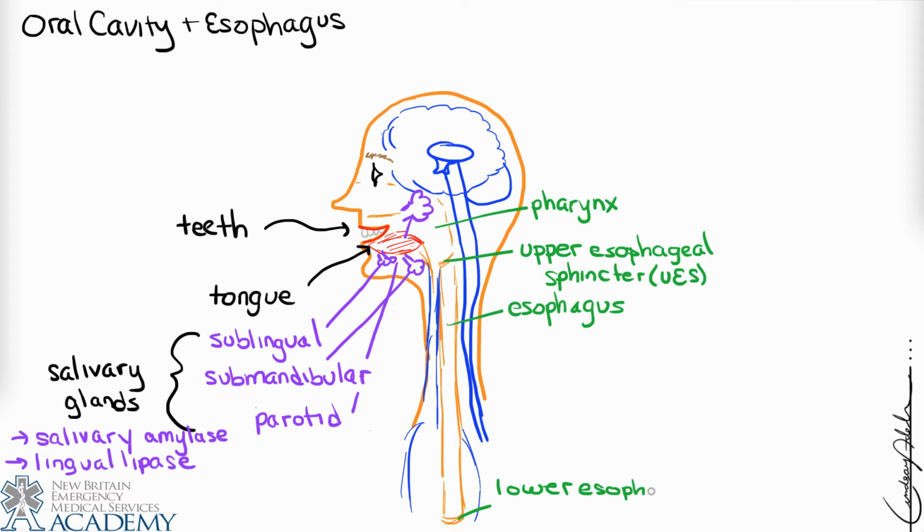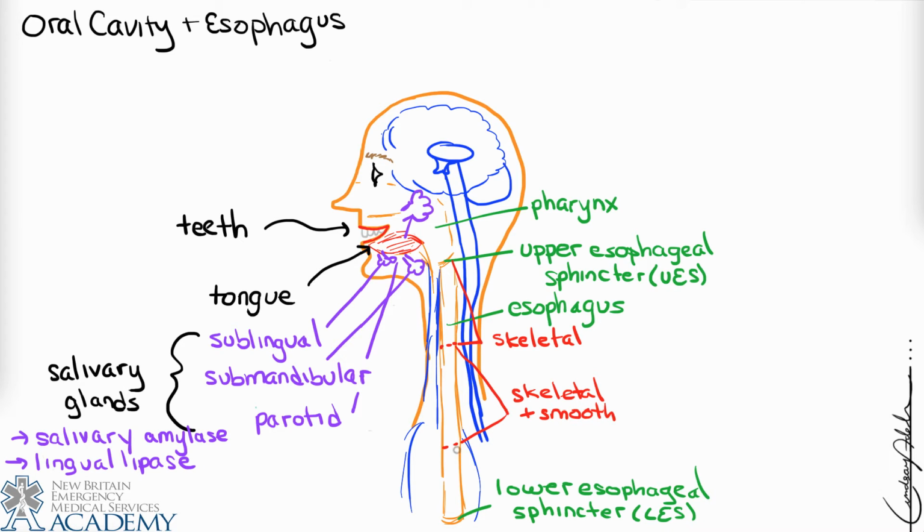So the upper esophageal sphincter can be abbreviated UES, the lower LES. And the lower esophageal sphincter is actually also called the cardiac sphincter. So if you read that somewhere, know that it's really the same thing. There's not an additional sphincter. The esophagus is a muscular structure, and it's actually comprised of varying amounts of skeletal and smooth muscle. So the upper third of the esophagus is skeletal muscle exclusively. The middle third is a combination of skeletal and smooth, and the lower third is only smooth muscle.